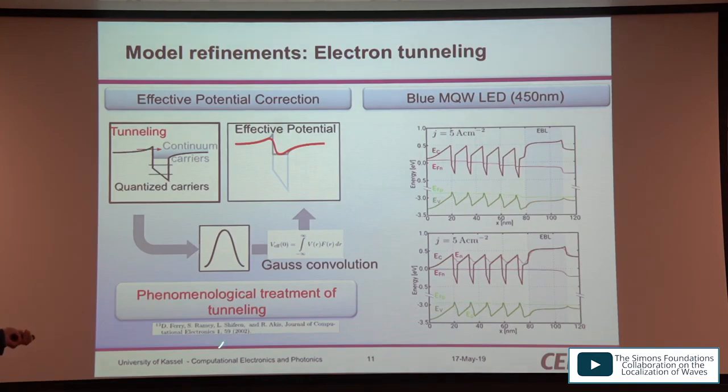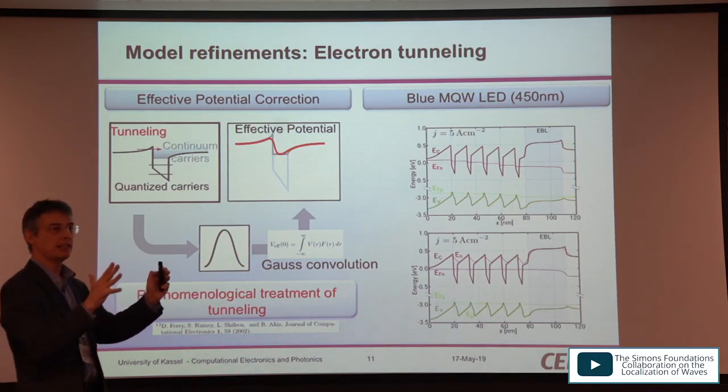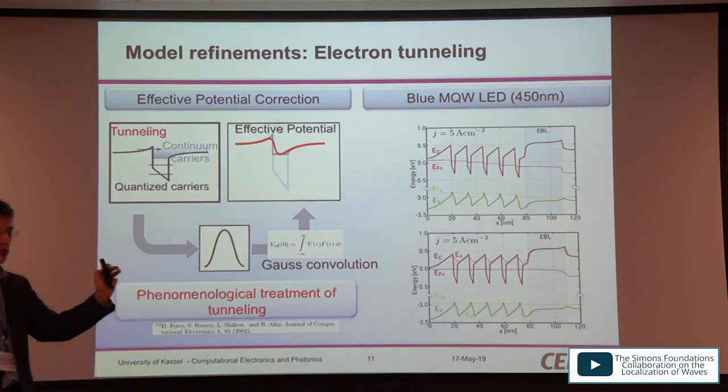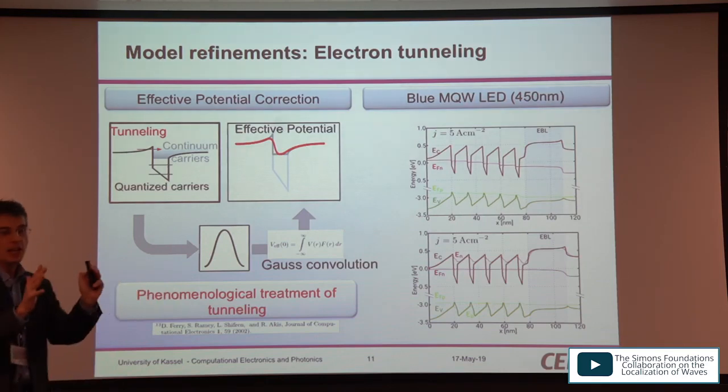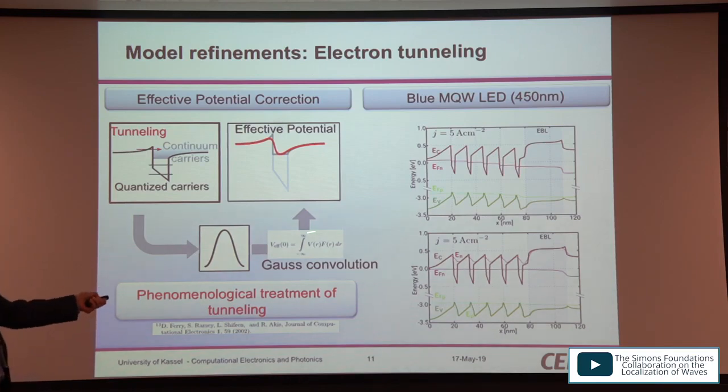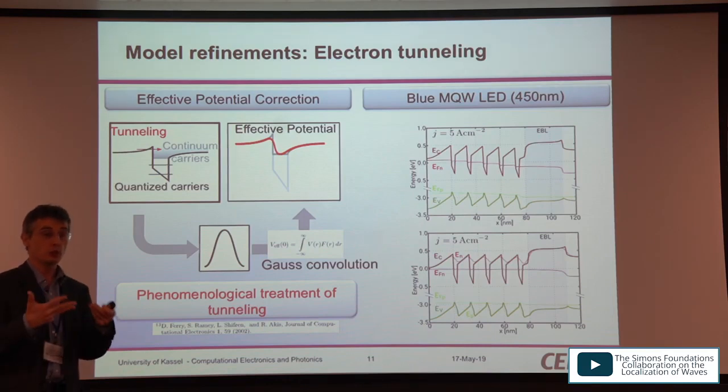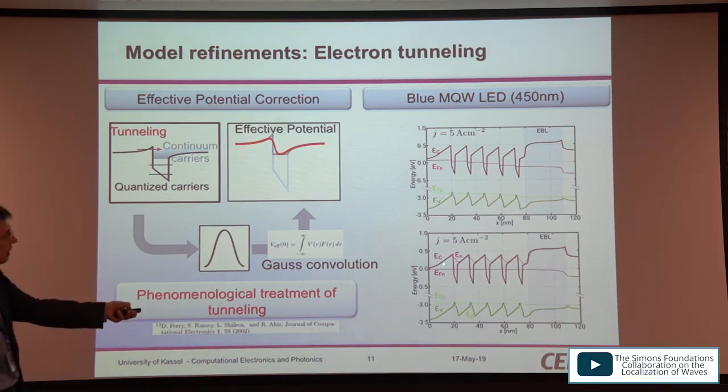We took an implementation from Dave Ferry from 2002, and this is quite an intuitive approach. He said that the electron, quantum mechanically, can be approximated by a Gaussian function. If you take the interaction of a Gaussian function with a local potential, you can do a convolution, and this convolution gives you an effective potential. This is heuristic, but it works. You get this smoothed out potential, and you can see that now the scaling of the multi-quantum well that I was talking about actually works.